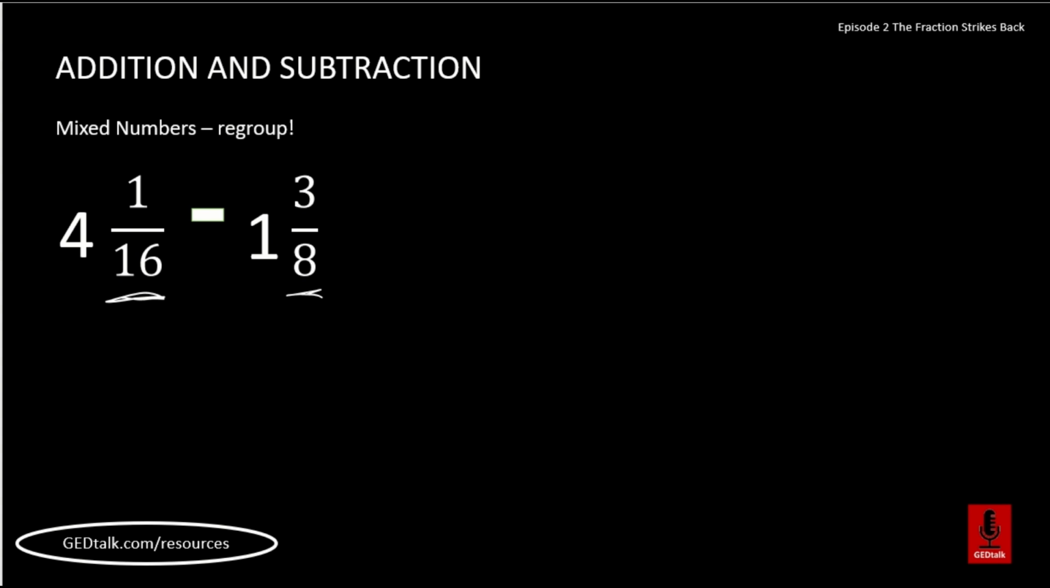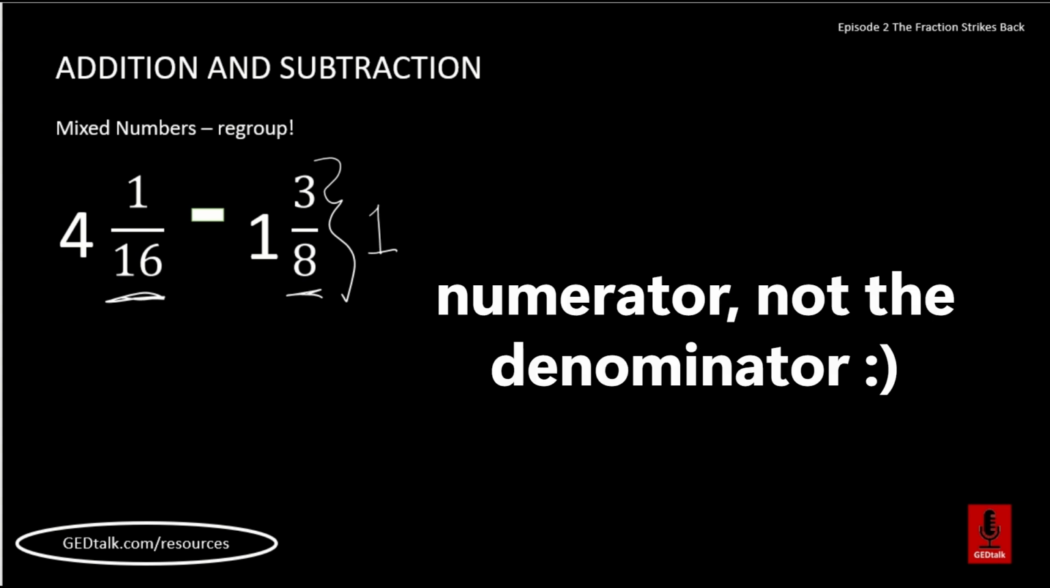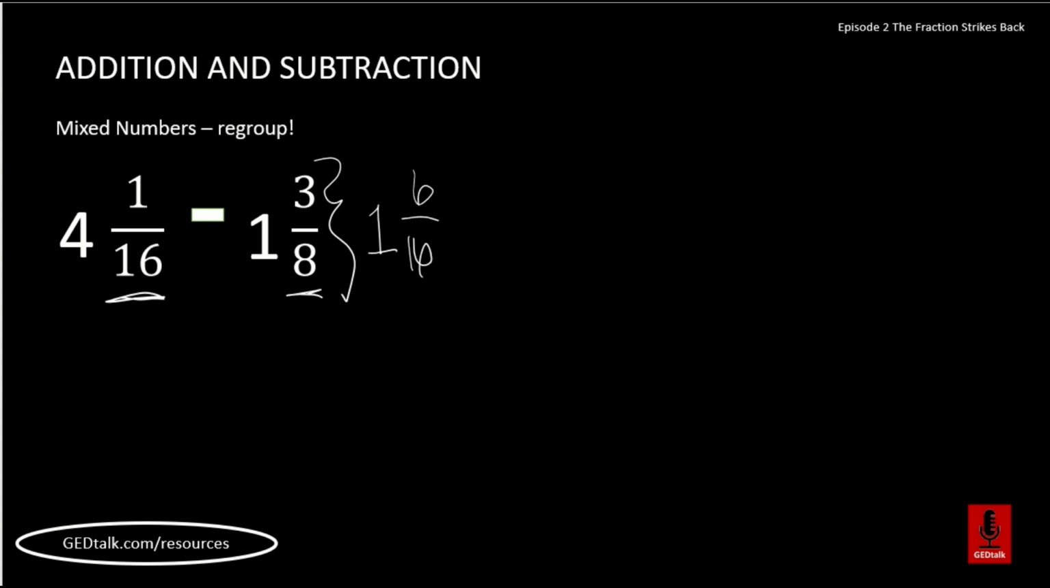So when I take care of that, I then have 1. And then if I did 8 times 2 to get 16, I have to do that to the denominator. So 3 times 2 will give me 6, and then I have 16 below. So now I have 4 and 1/16 minus 1 and 6/16.